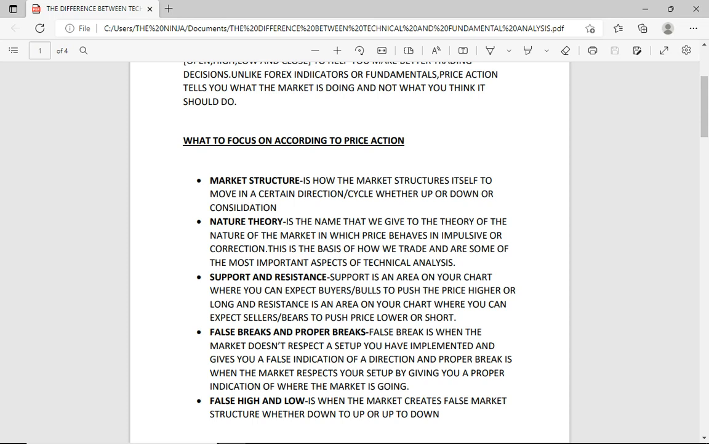So the first one is market structure. I want you guys to note something, and I'll express it along the way in the video. Market structure is how the market structures itself to move in a certain direction or cycle, whether up, down, or consolidation. Like I said, I once spoke about an uptrend and a downtrend, whether the market is going long or short. That's market structure. These ones need more practicals, but market structure is how the market structures itself, whether going up or down.